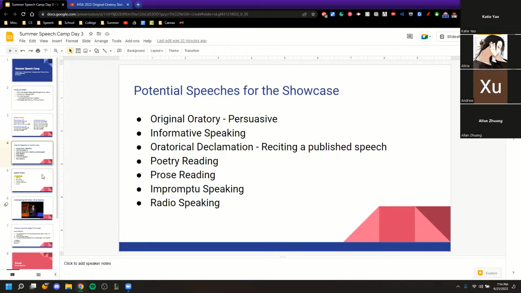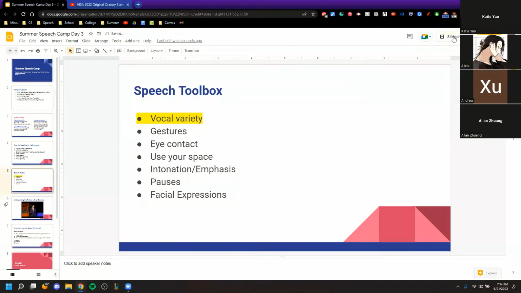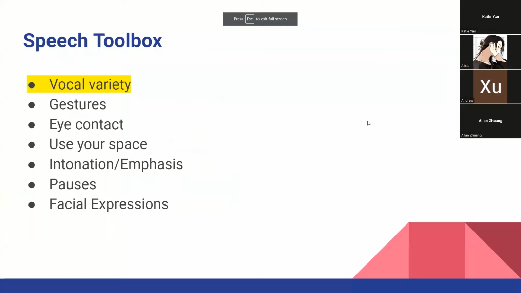Okay. But regardless, let's go over the toolbox. I'm going to add facial expressions here because it's also important. So the key toolbox tip is vocal variety. We're going to go over that today.